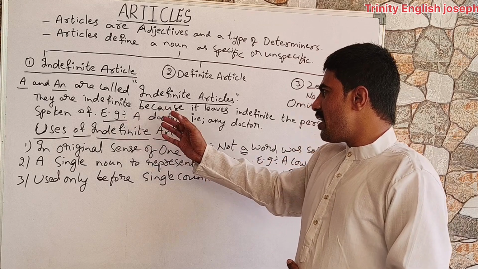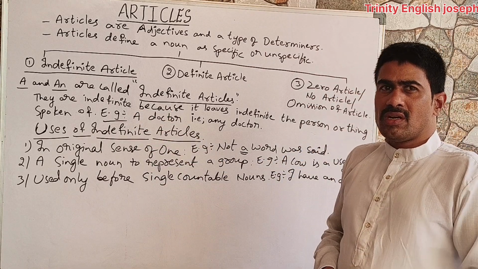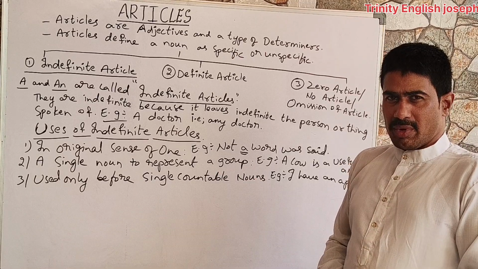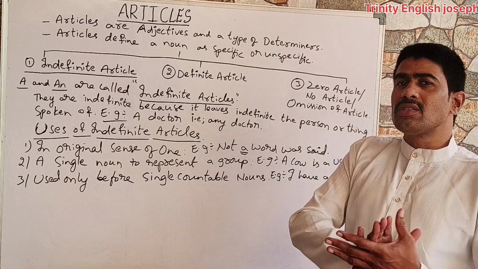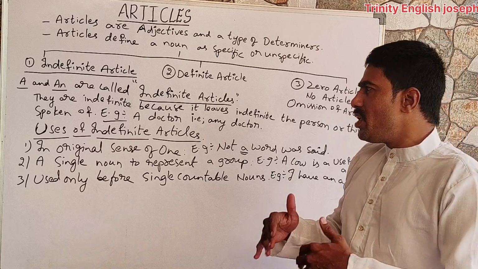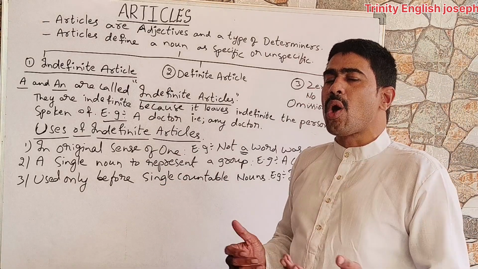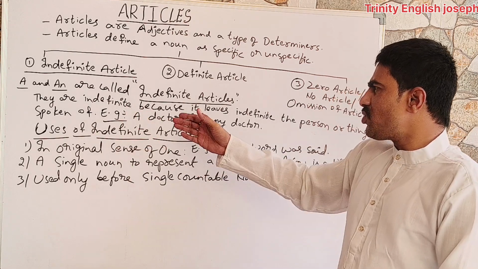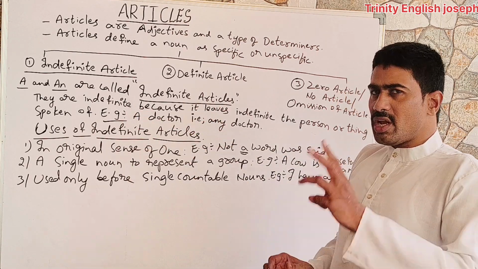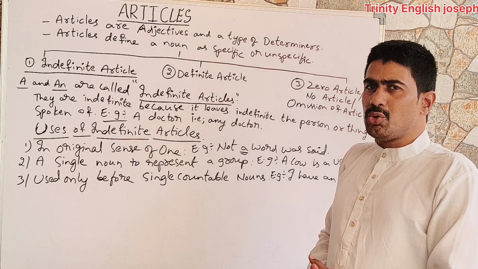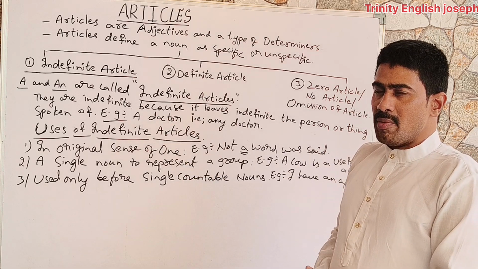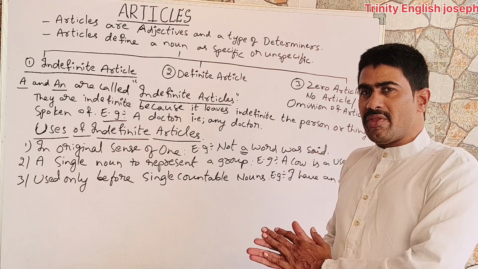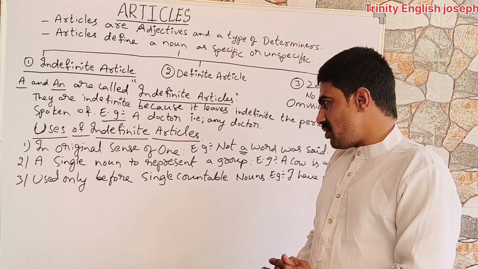If you look at an example, a doctor: I met a doctor. So a doctor can be any doctor. I'm not specifying which doctor he or she is. In that way, I just said a doctor. Now, if you look at the uses of indefinite articles, there are basically three uses, because a and an both together specify certain things.